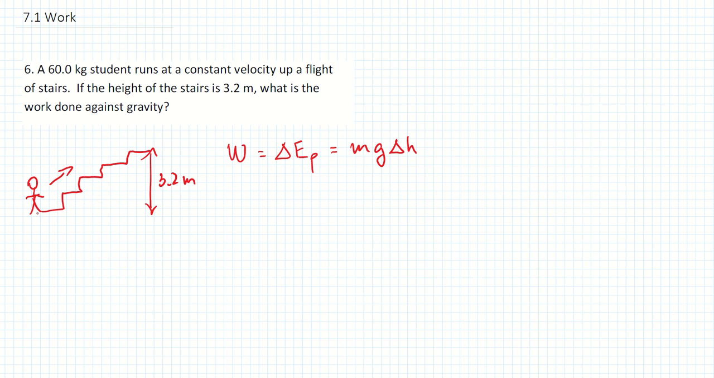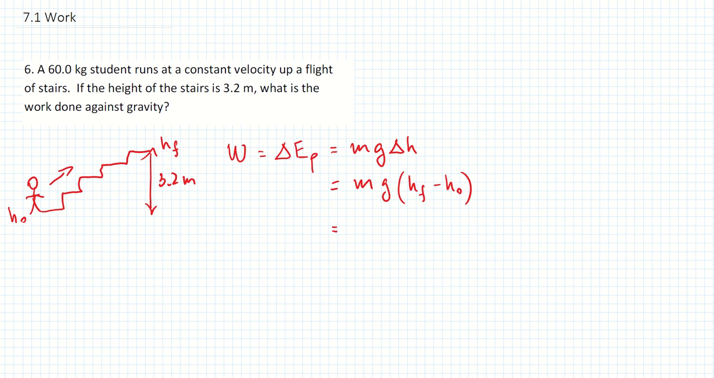So if this is your initial point, that means that this is your 0 position, right? h naught. And at the top of 3.2 meters, this is going to be your h final. So we can call this our h naught and h final. So you can expand this and say, okay, this is going to be the same as our h final minus h initial. And we get that equation.